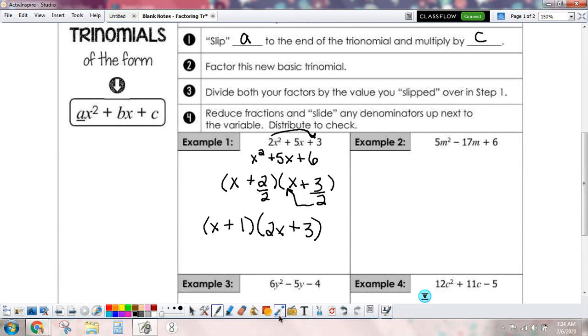So I'm going to do example 2 where we slip and slide. So again, 5, 17, 6. I can't do anything with that. So I'm going to go ahead and first slip my 5 to the end. So now I have m squared minus 17m plus 30 because I'm multiplying. Okay, and now I can go ahead and factor this. And I know that the numbers to get 30 are going to be 15 and 2. But since I want this to be a negative 17, it's going to be a negative 15 and a negative 2.